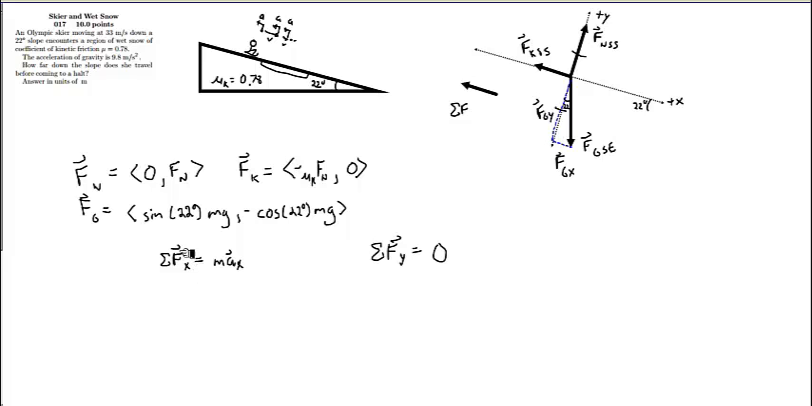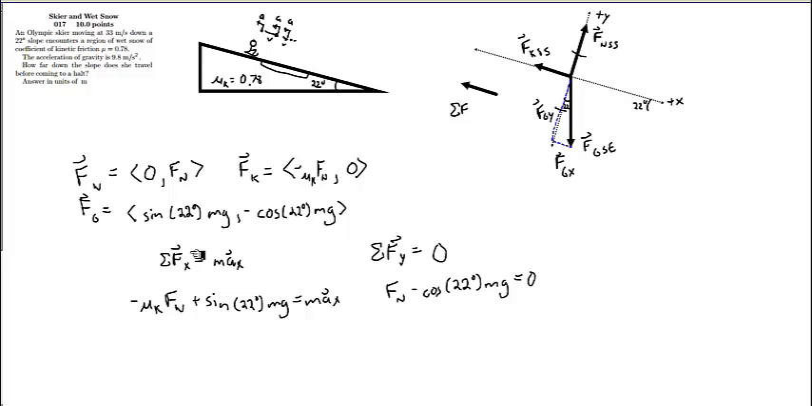Now it's just a matter of plugging in these values. So to sum up the x components, that's negative mu k Fn plus sine 22 degrees mg equals max. Over here we have Fn minus cosine 22 degrees mg. And now we can actually start to think about how to solve this problem.